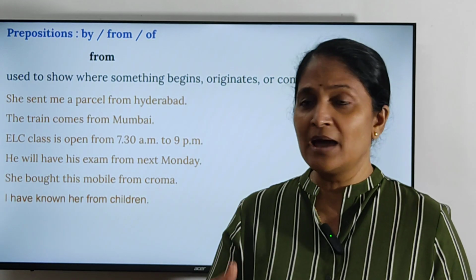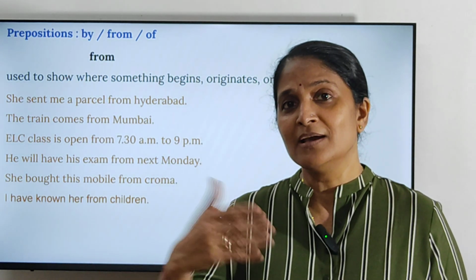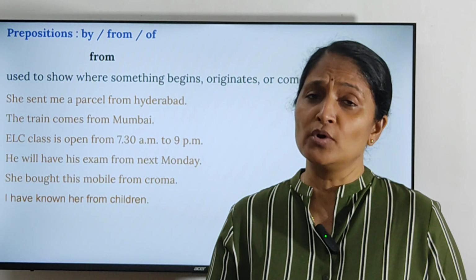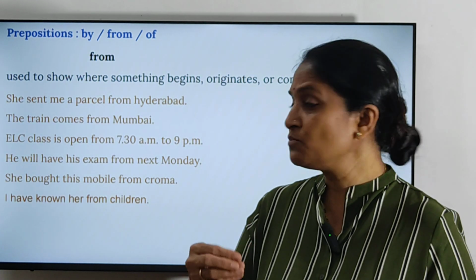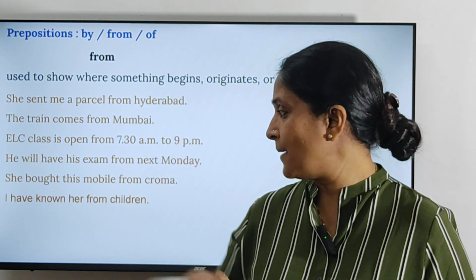He will have his exam from next Monday. So next Monday से एग्जाम शुरू होने वाले हैं. She bought this mobile from Croma. कहां से आएगा मोबाइल? From Croma.